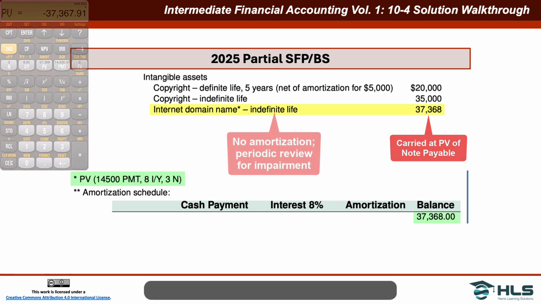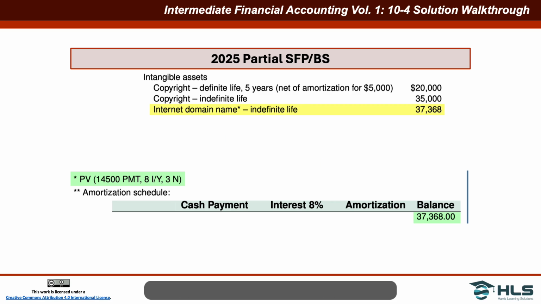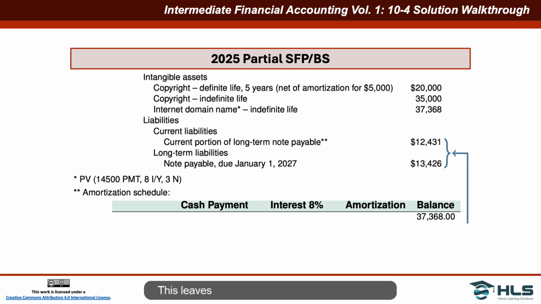This will be the start of an amortization table, and this will be the cost that's recorded for the intangible asset. Again, this is an indefinite life asset, and there is no annual amortization. It will be periodically reviewed for impairment, just like the indefinite life copyright. So that takes care of the intangible asset section of the balance sheet. This leaves us with the liability section of the balance sheet.